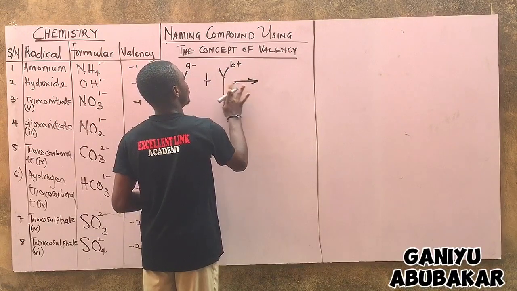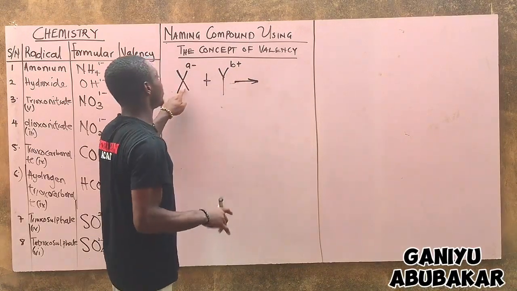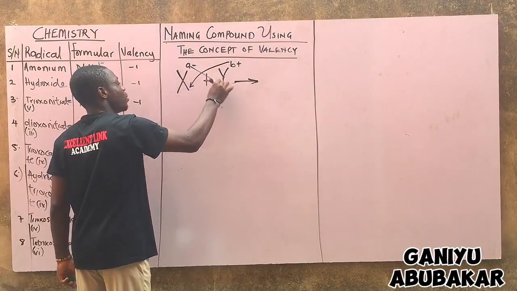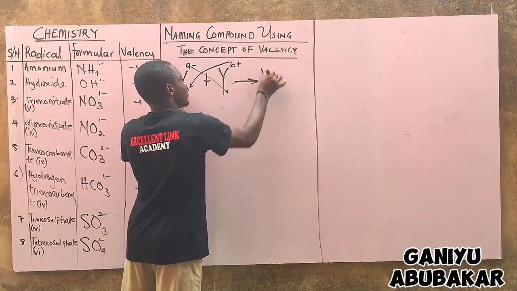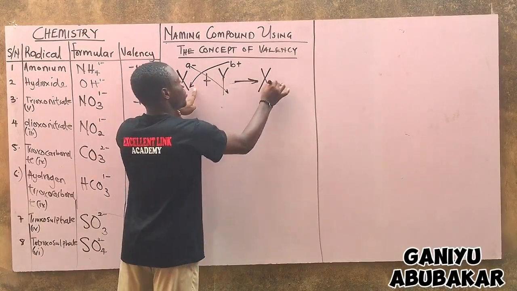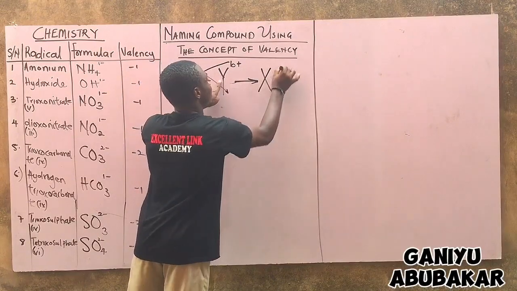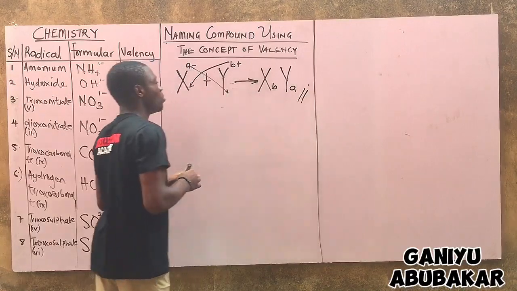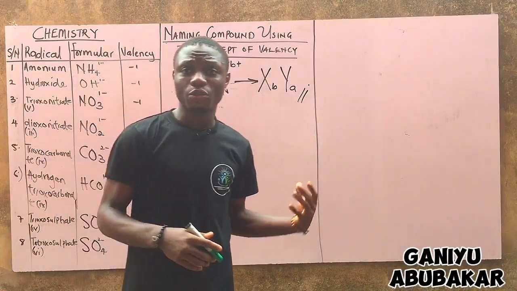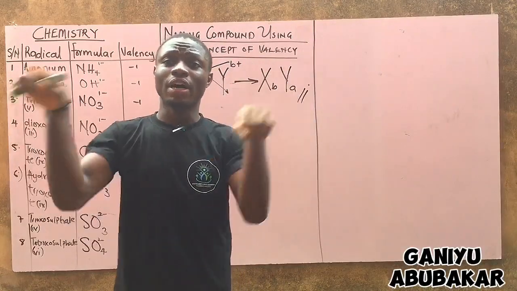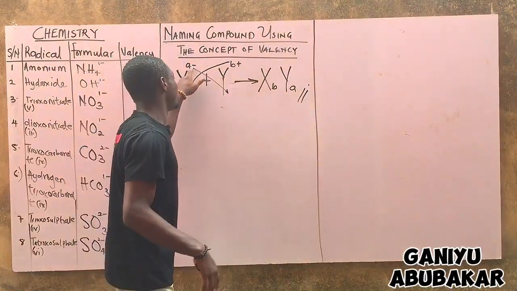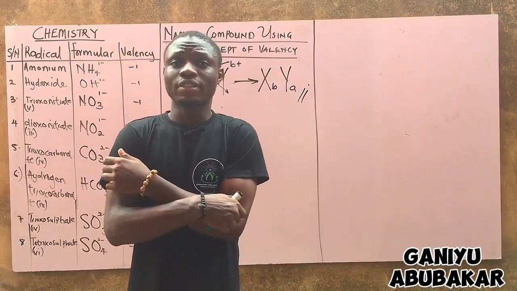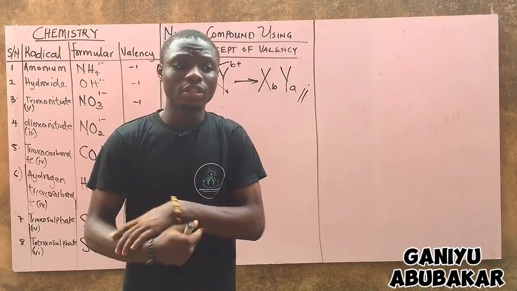We said they exchange their power. This B comes here and this A goes here. So I'll have X first. Next, this B comes here, becomes B. Next, I write this Y, then this A comes here, I have A. This is how to write a compound. So just exchange their power and ignore the sign. The sign here should be minus, but I ignore the sign. You are meant to ignore the sign. Those are the concepts behind this.